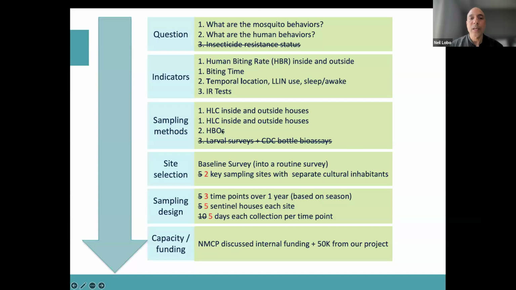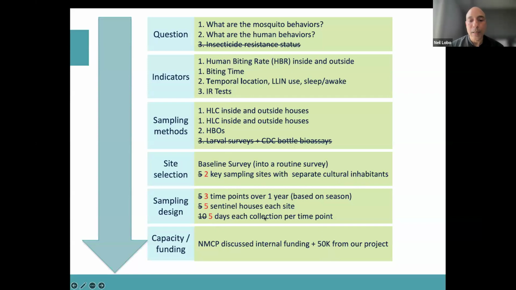For sampling methods, we kept these in minimal essential sampling methods to collect our minimal essential indicators. We took out larval survey and the CDC bottle assays, as I mentioned. For site selection, instead of going to 5 sites, we just whittled it down to 2 key sampling sites, each with different cultural inhabitants. Instead of going 5 times a year, we went to 3 times per year. We did keep 5 sentinel houses, but only 5 days of collection each time. And this fit within our 50,000 budget envelope.